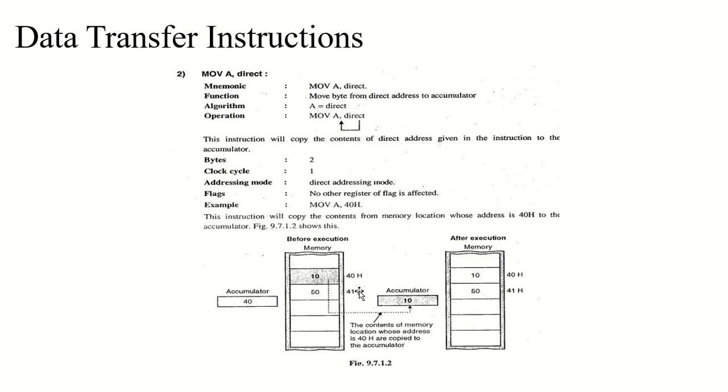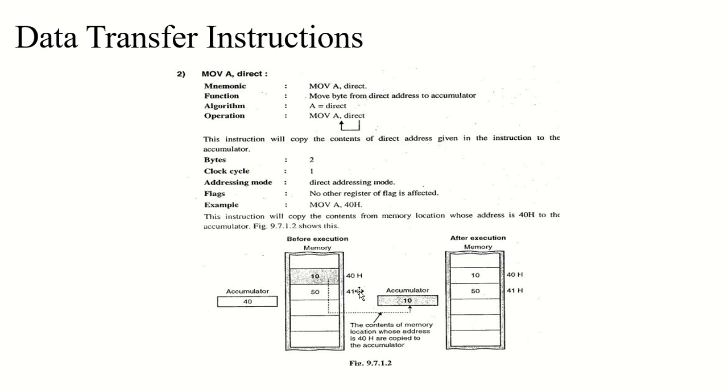We are not performing any arithmetic expression here till now. This instruction will copy the content of the direct address given by the instruction to the accumulator. The instruction will copy the content of the direct address given in the instruction to the accumulator.